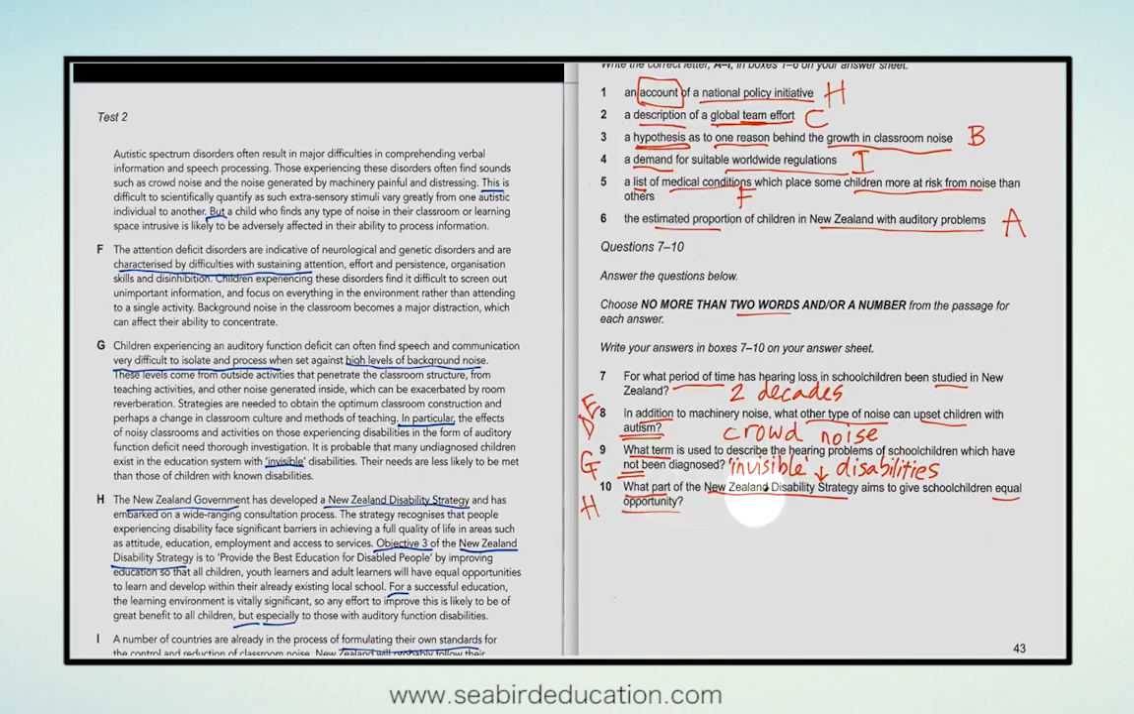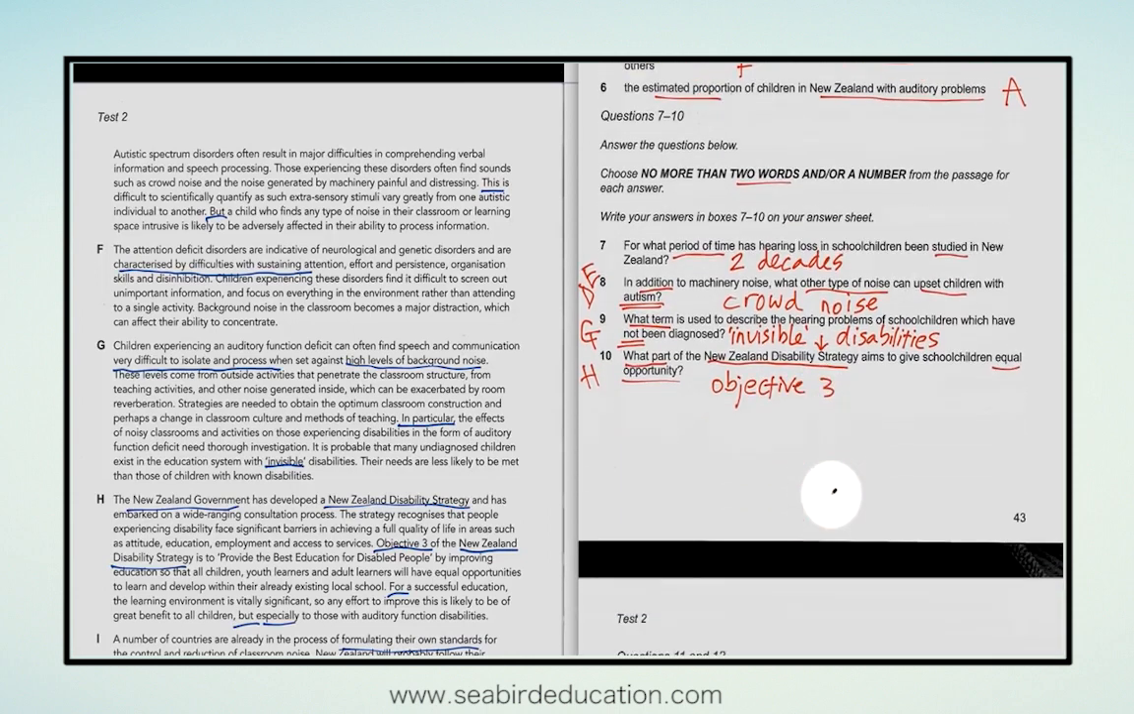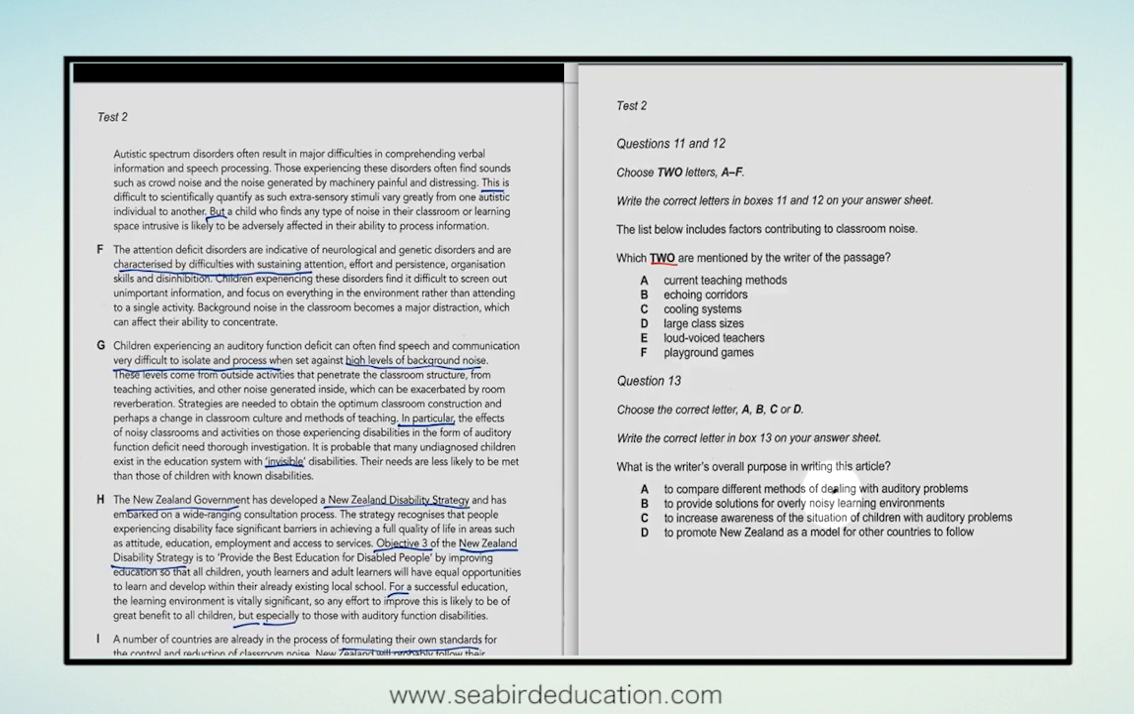Okay, what part of the New Zealand disability strategy aims to give children equal opportunity? Equal opportunities. What part of this strategy? Objective 3 of the strategy. Okay, now let's go down here. Write the correct letters in boxes 11 and 12 on your answer sheet.